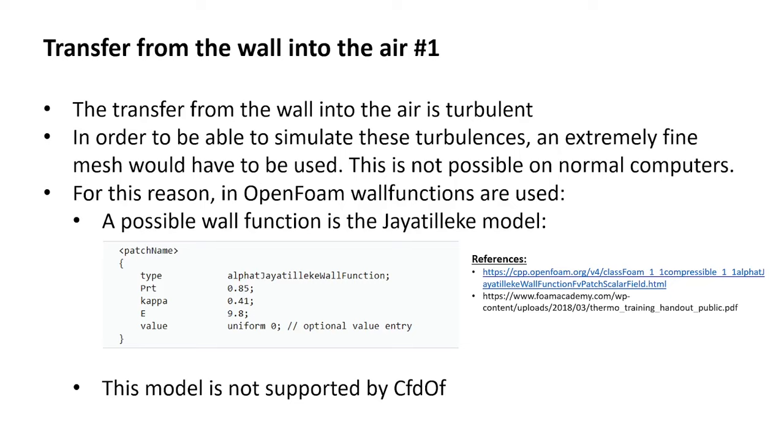In the next step, we will take a look at the transfer from the wall into the air. The transfer from the wall into the air is turbulent. In order to be able to simulate these turbulences, an extremely fine mesh would have to be used. This is not possible on normal computers. For this reason, in OpenFOAM, wall functions are used. A possible wall function is the Jayatilleke model. This is shown how to use. Currently, this model is not supported by CfdOf.